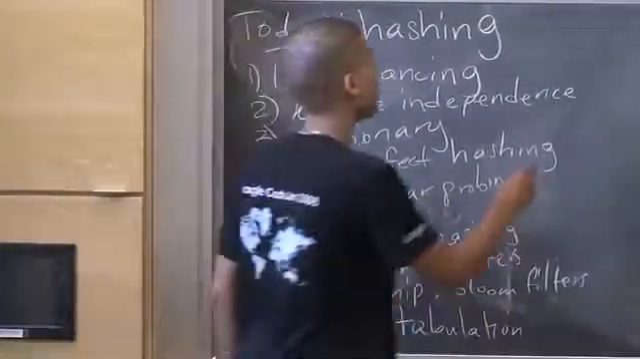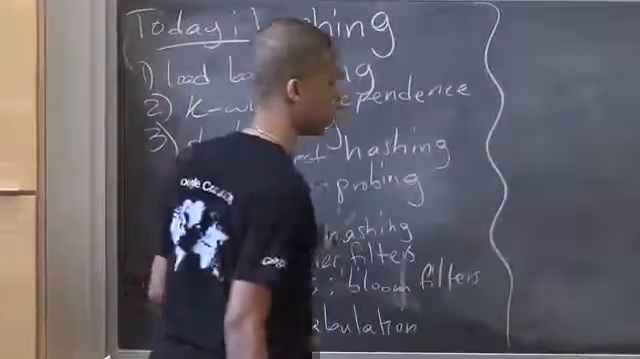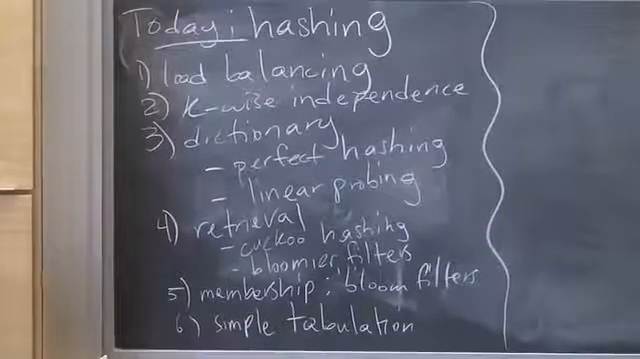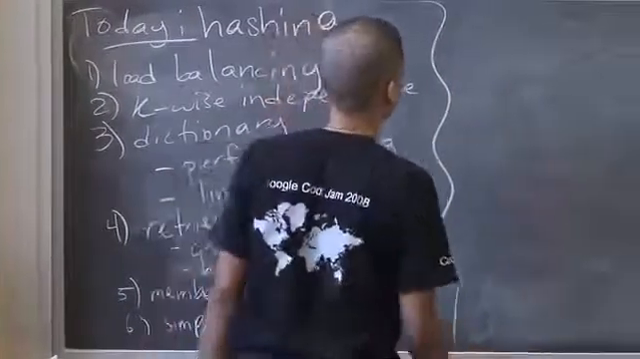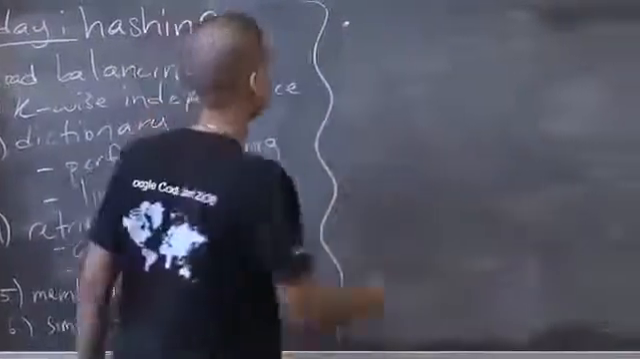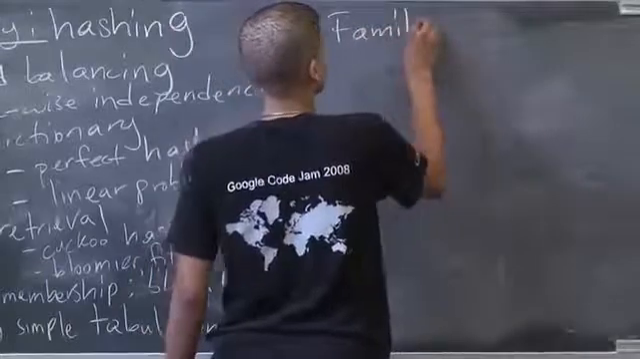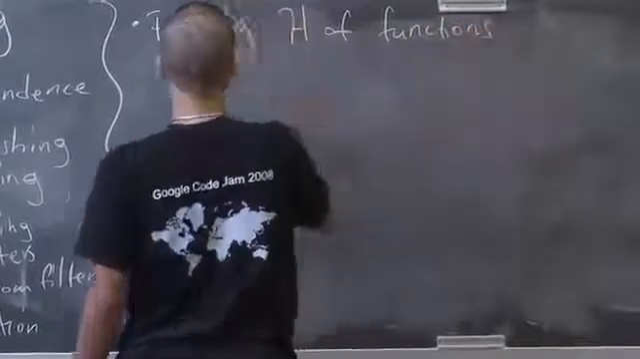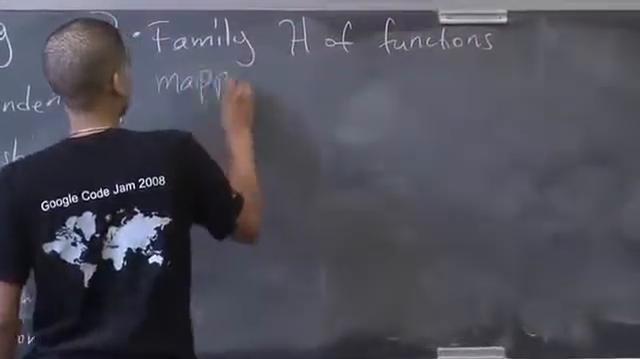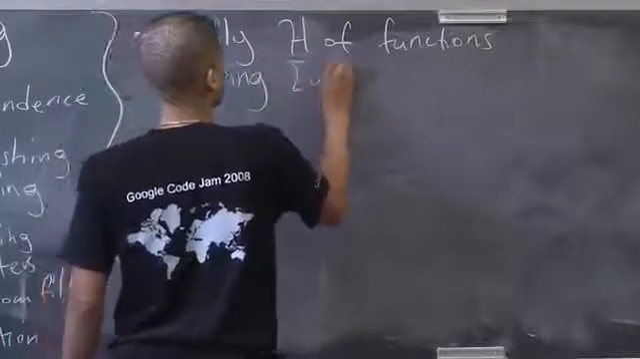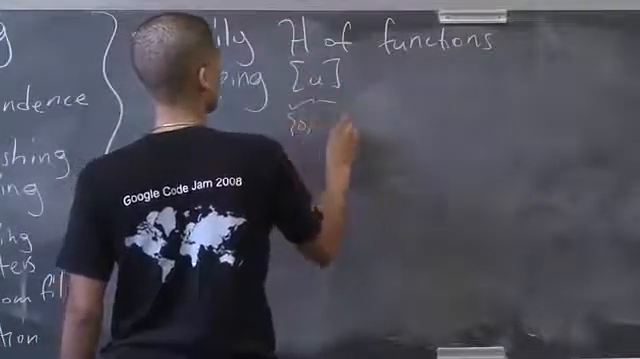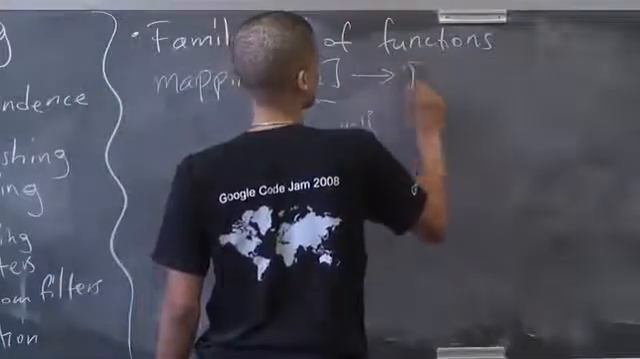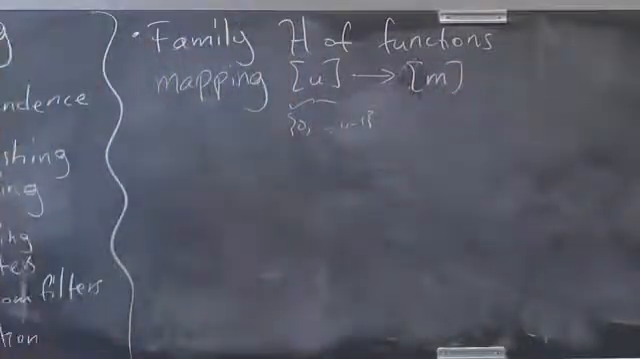So, before I talk about what problems hashing solves, I'll just say a little bit about what hashing is. So I imagine that we're going to have some family H of functions. Remember, we're in word RAM, so we're mapping, let's say, 0 up to u minus 1 into 0 up to m minus 1. Okay.